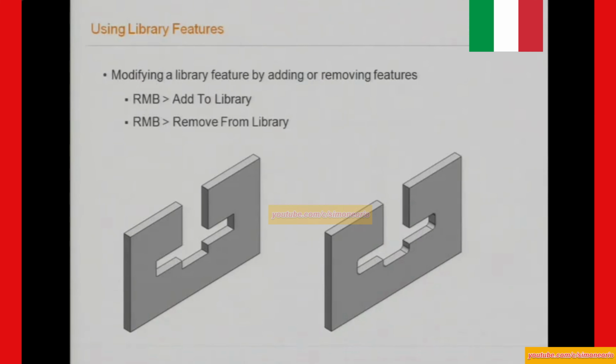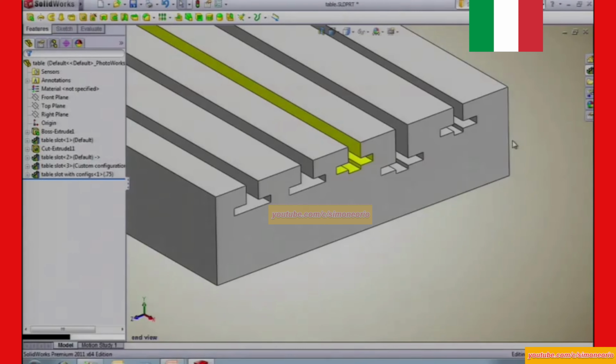A library feature can consist of multiple features. I've selected one extrude cut. You could have multiple features. They can be disjoint. In other words, they don't have to touch one another. They could even reside on different faces of your part. And you can, after the fact, go back and modify what's in the library by adding or removing features.